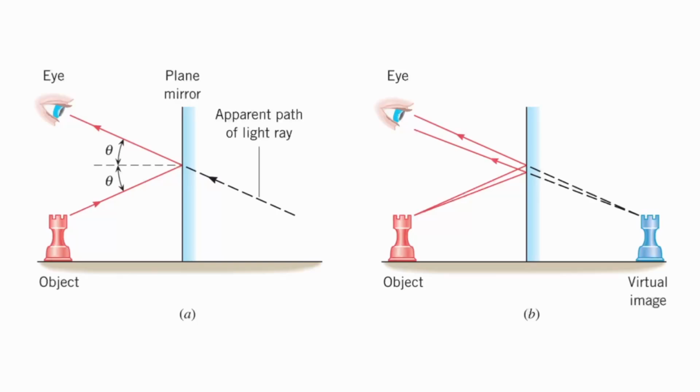If I try to interfere with what you are seeing back here, does it change anything? No matter what I do back here changes nothing. Because where is this image forming? In your head. It's all in your head.